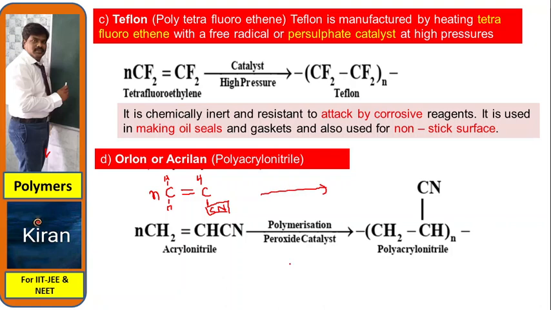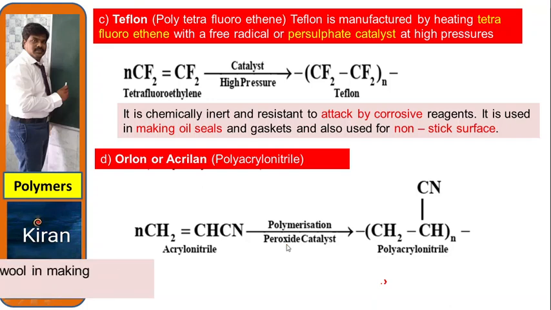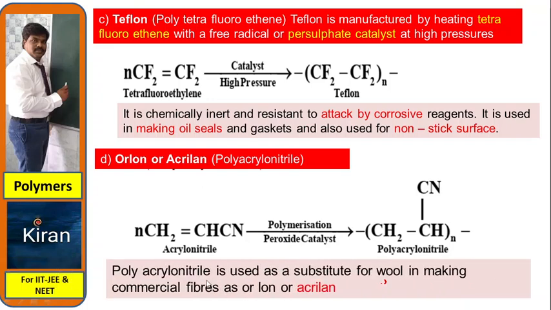These molecules are N, many molecules. This process is polymerization under organic peroxide catalyst. What will happen? This simple 1 bond is decomposed into a curved line. So then you are getting polyacrylonitrile. Poly means many acrylonitrile molecules. This is one acrylonitrile monomer. This one monomer combined to give many. That's the reason for polyacrylonitrile. This is the polymer. Another name is Orlon. Next. Polyacrylonitrile is used as a substitute for wool in making commercial fibers such as Orlon or acrylan.